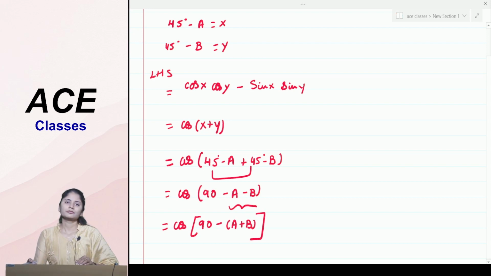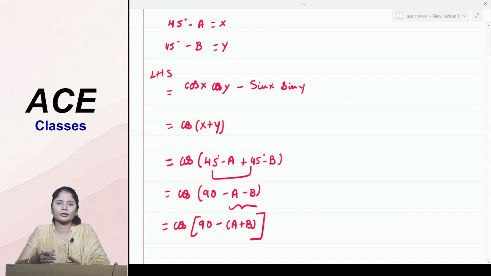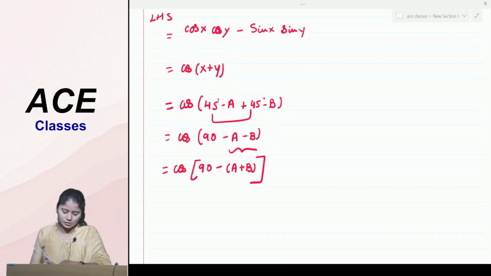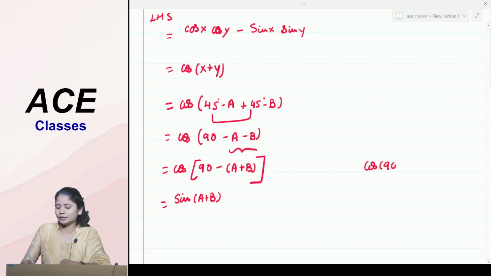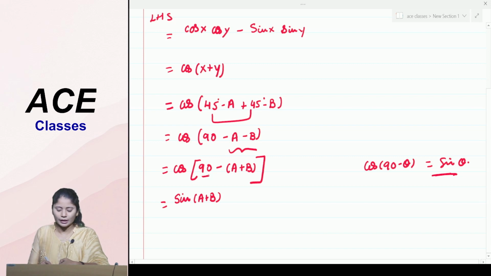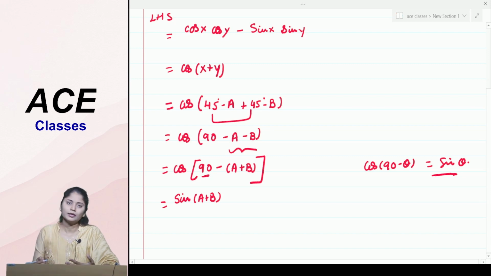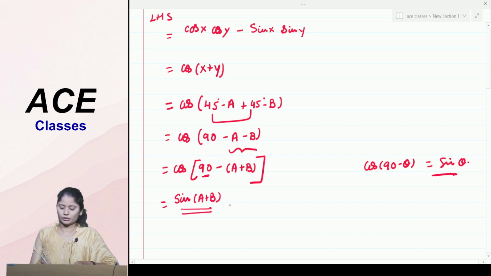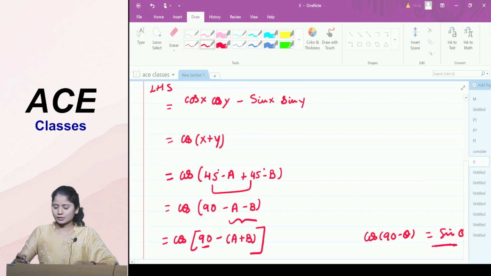Okay. So in first year you have learned that whenever you are expressing a trigonometric ratio in terms of 90, the function will change. Cos will change to sin of a plus b because of this identity, that is cos of 90 minus theta, you can write it as sin theta. Based on this, whenever you are expressing any trigonometric ratio in terms of 90, the function will change. Cos will become sin, sin will become cos. Okay, cos of 90 minus of a plus b will be sin of a plus b, which is your RHS. Okay, next question.